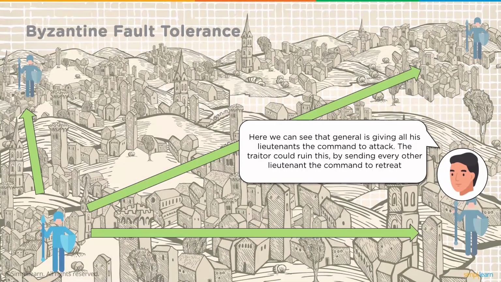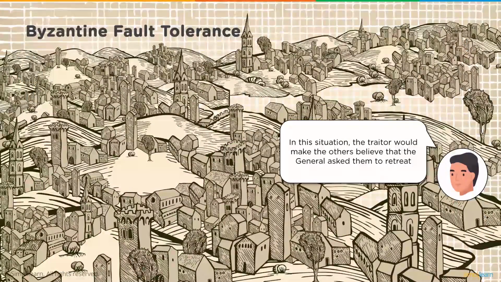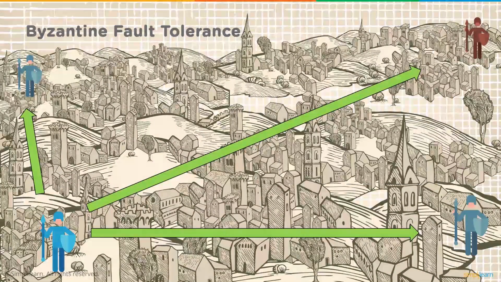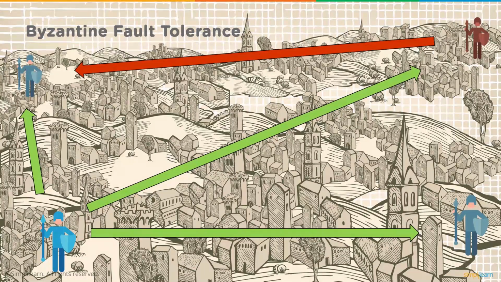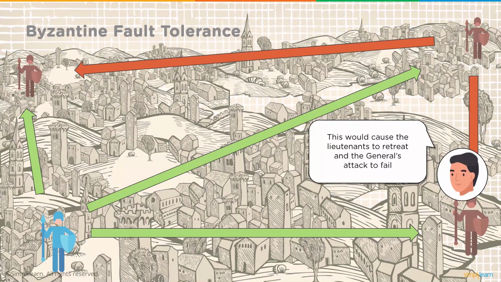In this case, a traitor could ruin the unity of the group by sending different messages to different lieutenants. Now here we can see that the general is giving all his lieutenants the command to attack. The traitor could ruin this by sending every other lieutenant the command to retreat, the opposite. In this situation, the traitor would make others believe that the general asked them to retreat. So as we can see, the lieutenant in brown is the traitor, and he could communicate the wrong information to other lieutenants and make them act on his behalf as traitors themselves. Now this would cause the lieutenants to retreat and the general's attack to fail.